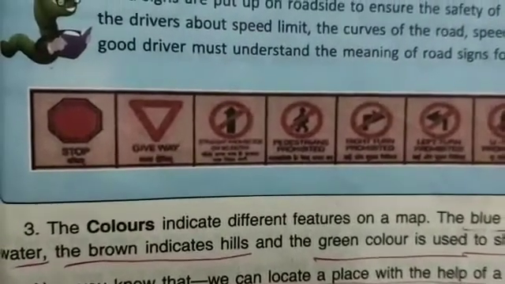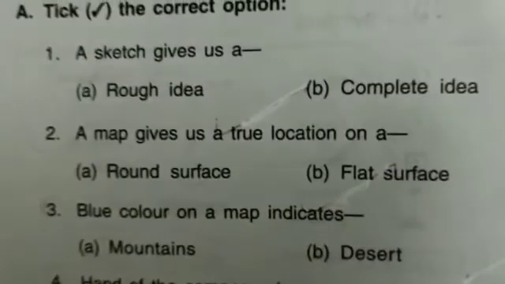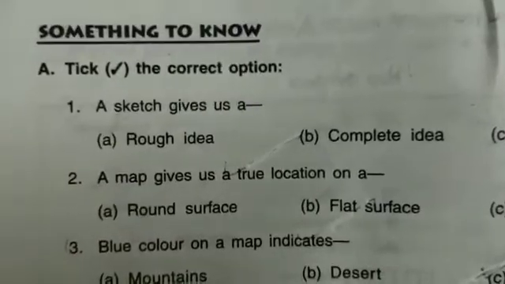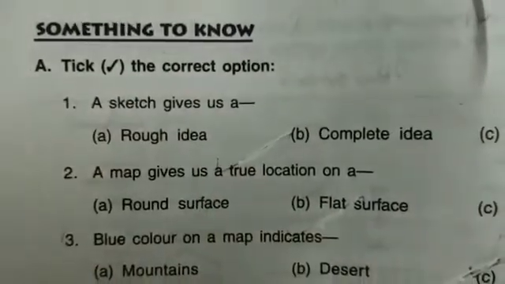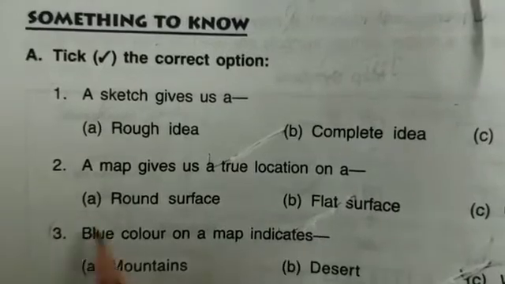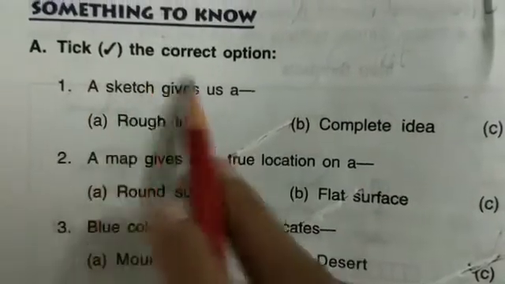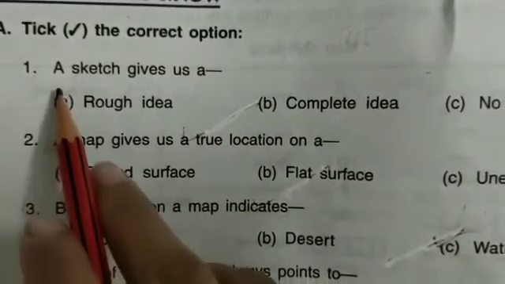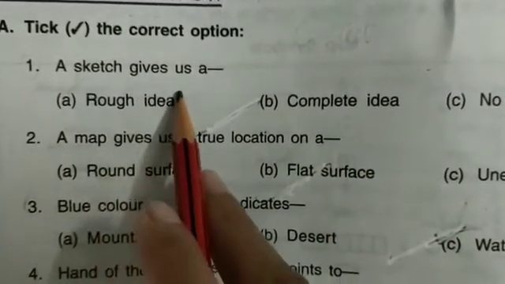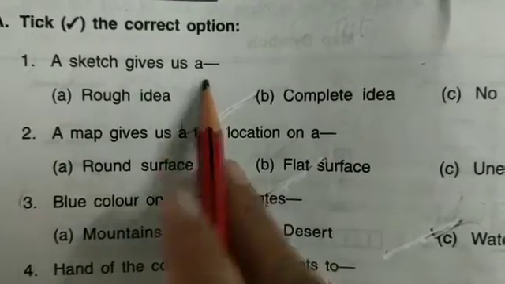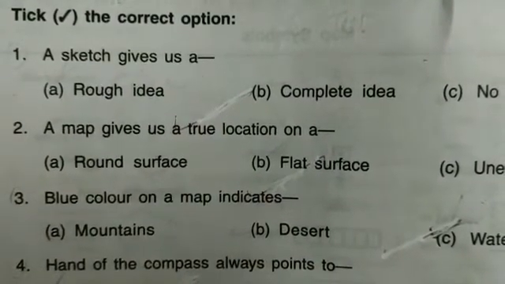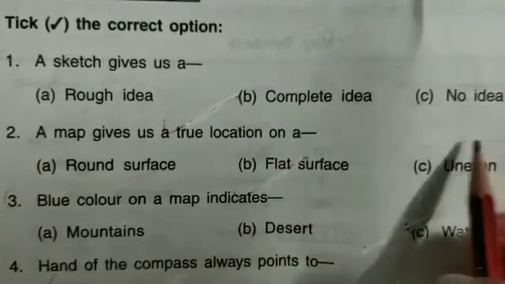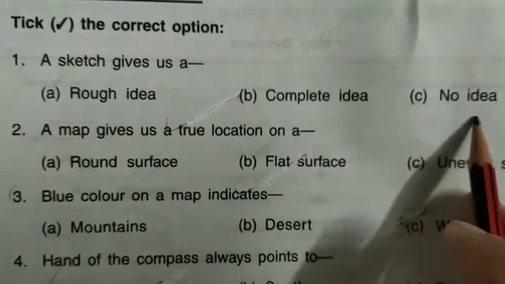So dear students, we have done it. Now we will take the exercise of this lesson. Let's start with the first exercise. Tick the correct option. A sketch gives us a, option A, rough idea, option B, complete idea, or option C, no idea.